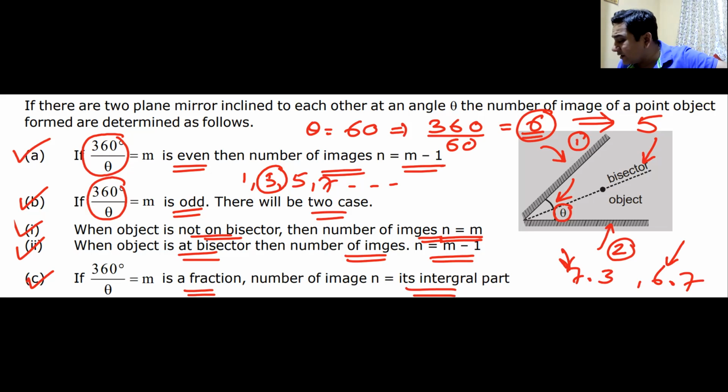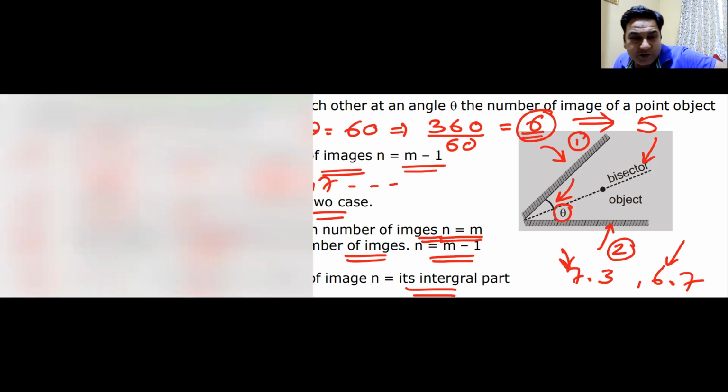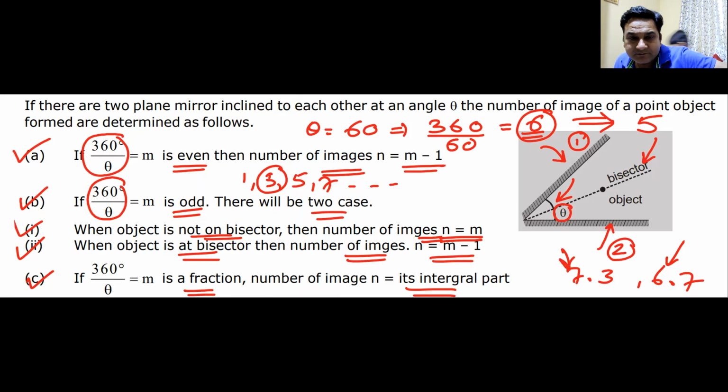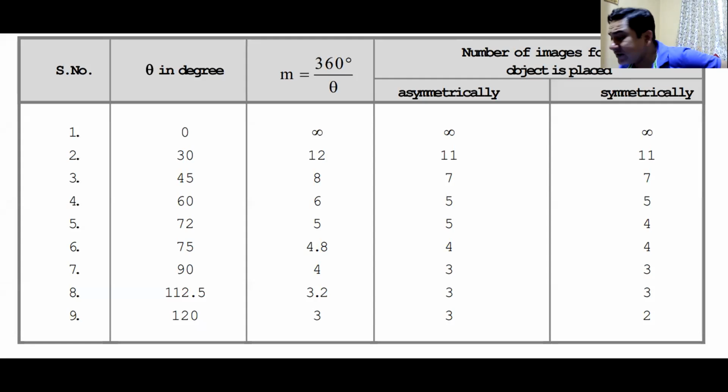You'll have to draw this diagram in the sheet. Draw the perpendicular, draw the bisector, and write all the 4 cases. Case number 1, if it is even, number of images is 1 less. If it is odd, in odd we have 2 cases. If it is on the bisector, it is 1 less. If it is not on the bisector, it is same as the integer we have got. If it is a fractional number, then the number of images would be the integral part. I will give you 2 minutes to note it down. I hope you have noted this down.